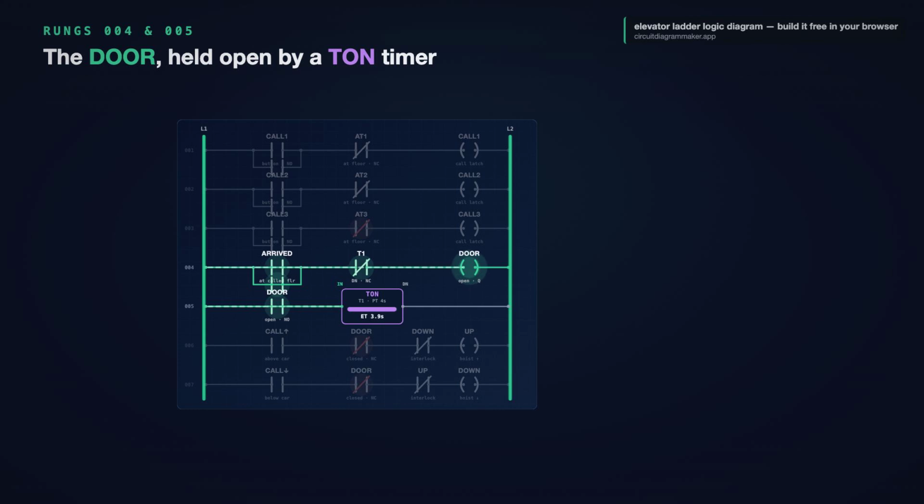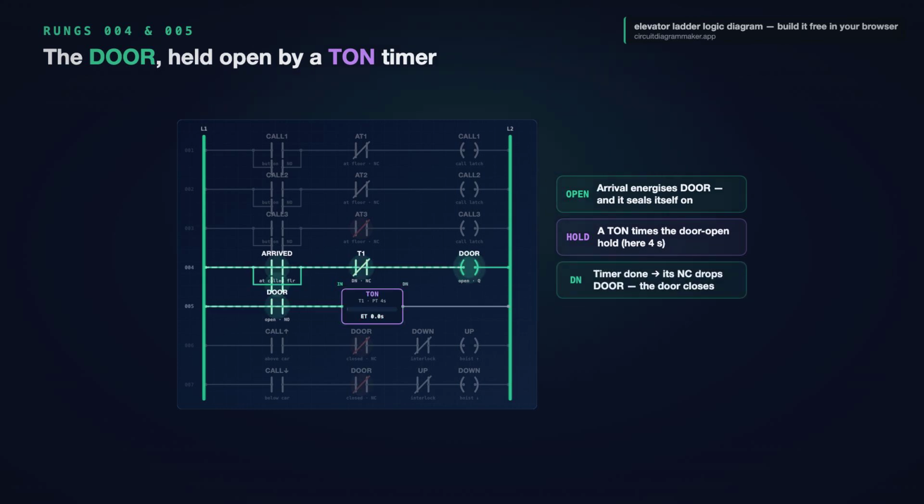Rung 4 energizes the door output on arrival and seals it on. Rung 5 is a normally open door contact feeding an on-delay timer, a TON, with a preset of a few seconds, the door hold time. While the door is open, that TON counts. When its elapsed time reaches the preset, the done bit fires, and its normally closed contact on the door rung opens, dropping the door output, so the door closes.